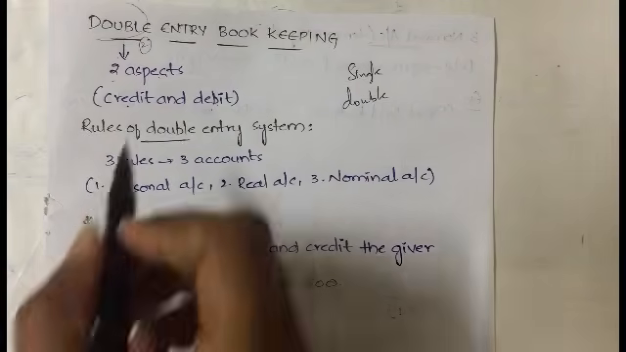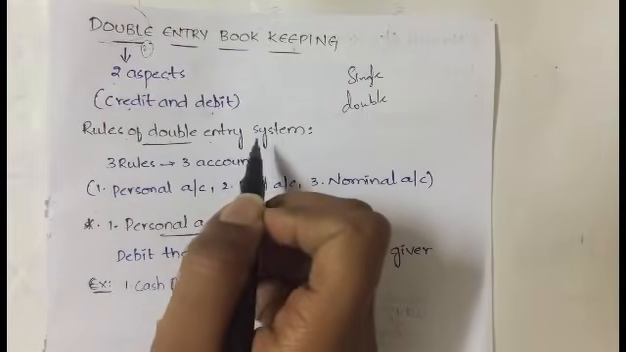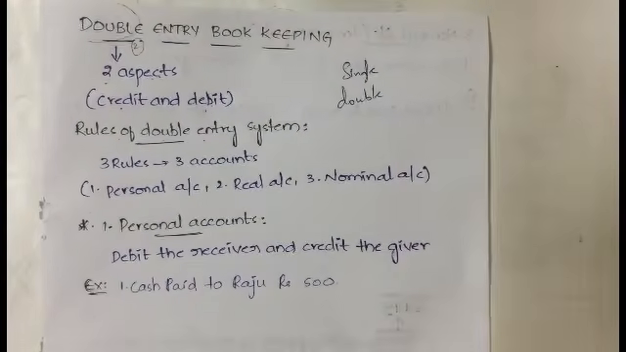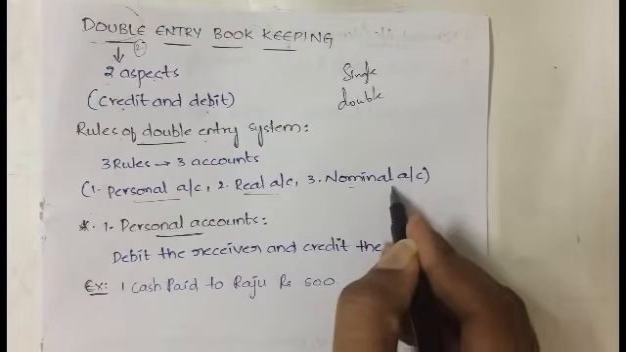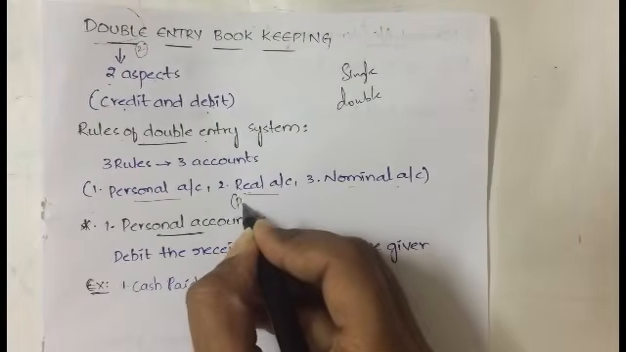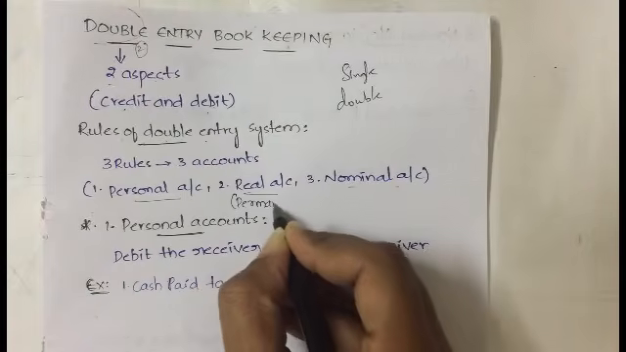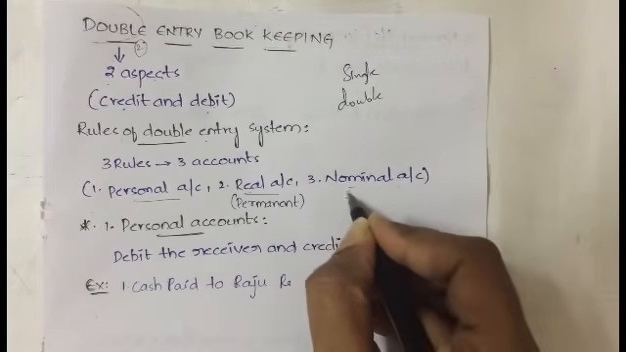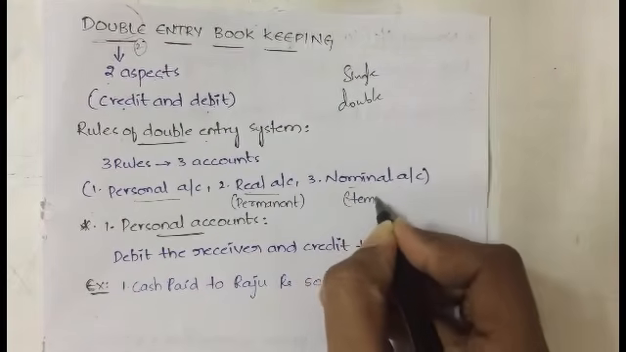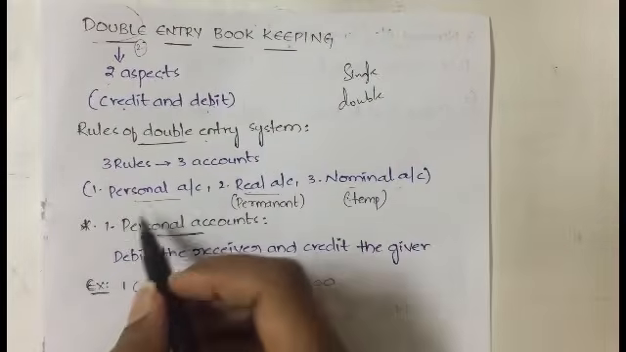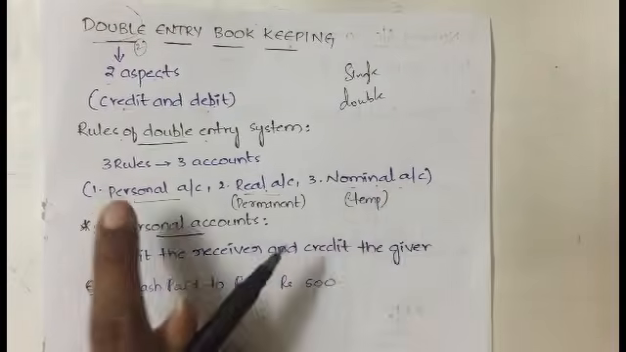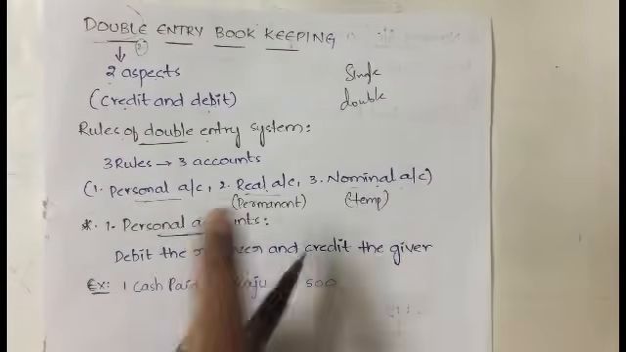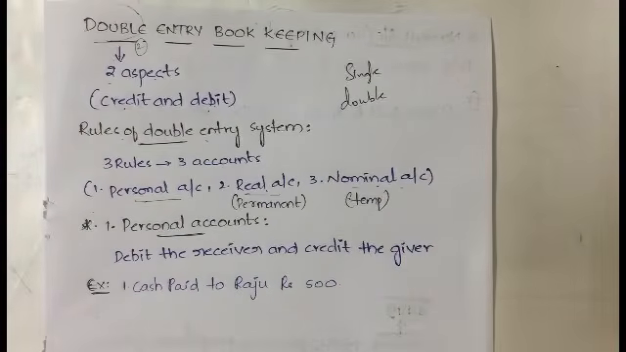Next, what are the rules of the double entry system? We have three types of accounts, right? Personal account, real account and nominal account. The real account is also called the permanent account, and the nominal account is called the temporary account. As we have three types of accounts, for each and every account we will have different rules. First let us learn about the personal account.